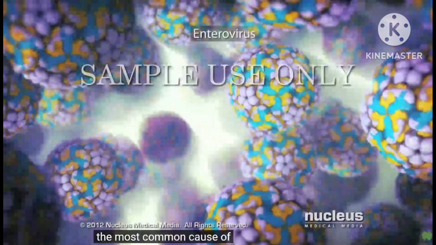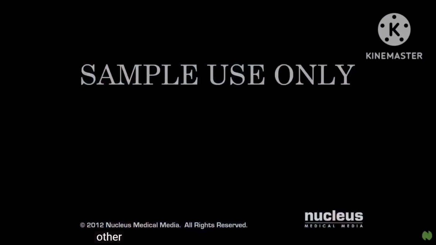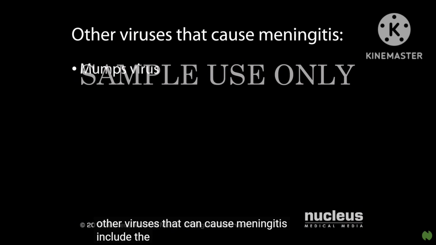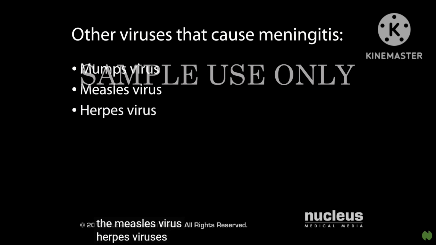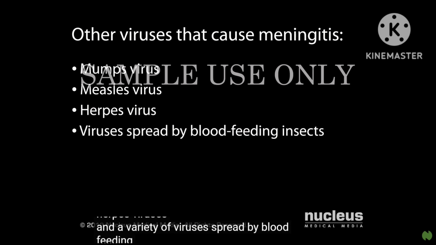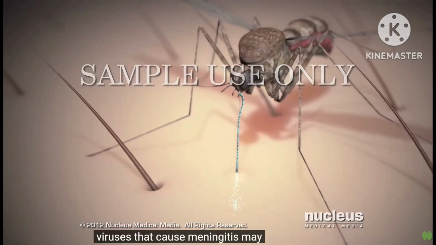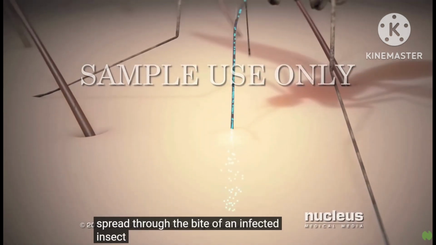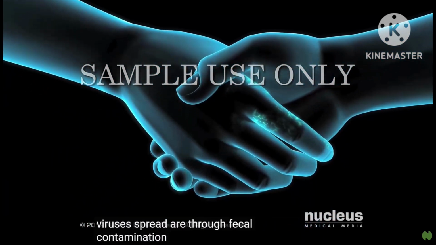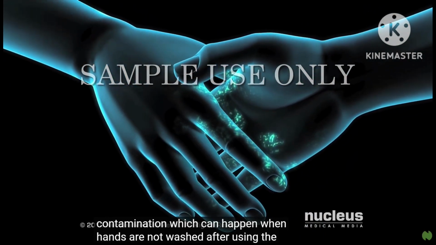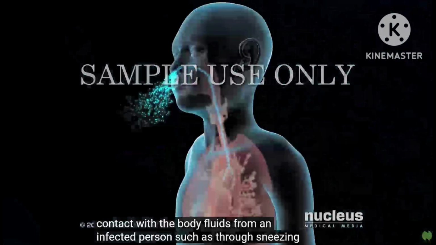The most common cause of viral meningitis is a type of virus called enterovirus. Other viruses that can cause meningitis include the mumps virus, the measles virus, herpes viruses, and a variety of viruses spread by blood-feeding insects such as mosquitoes and ticks. Viruses that cause meningitis may be spread through the bite of an infected insect. However, the two most common ways the virus is spread are through fecal contamination, which can happen when hands are not washed after using the toilet or changing a diaper, and through contact with the body fluids from an infected person, such as through sneezing or coughing.